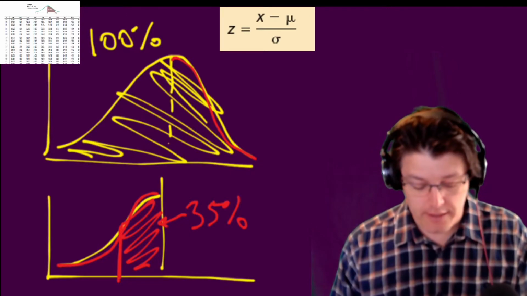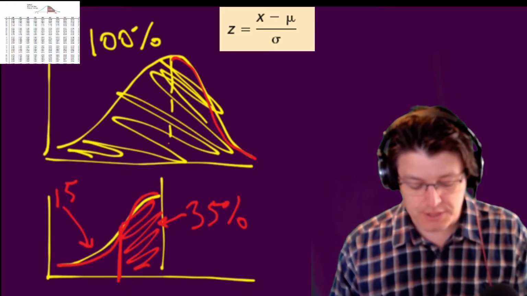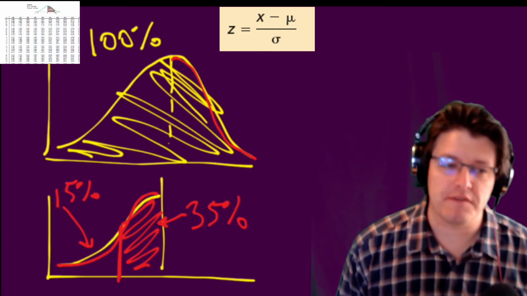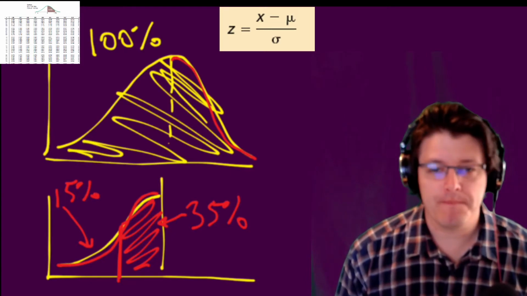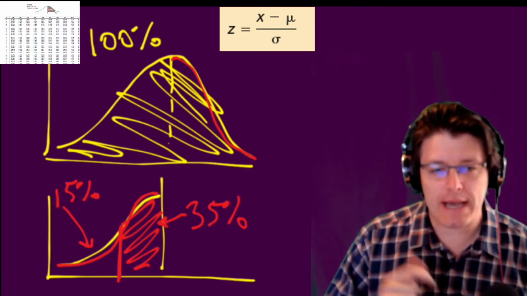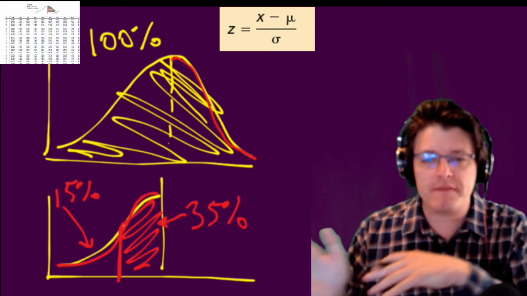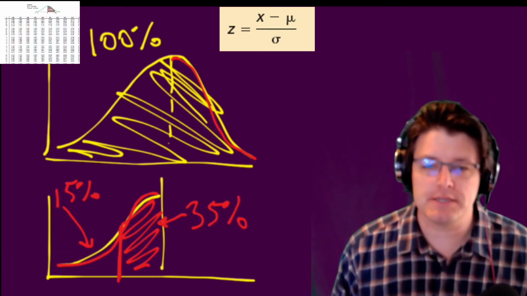Then I know that the other part has to be 15%, right? It has to equal 50%. So that's a trick that we kind of rely upon, and that's true whether you're talking above the mean or below the mean. Either half is 50%.